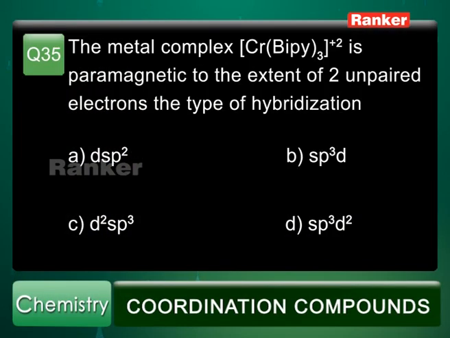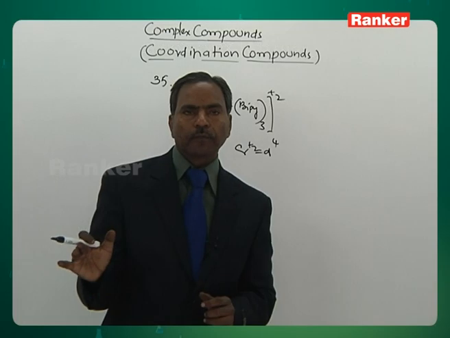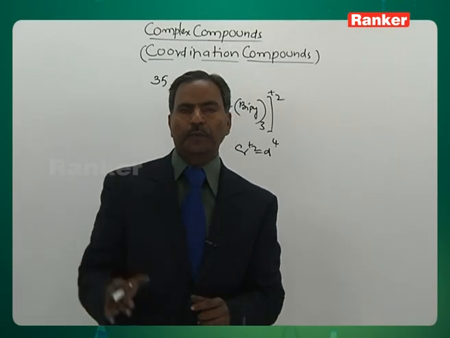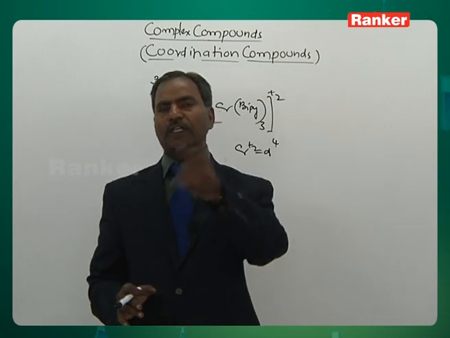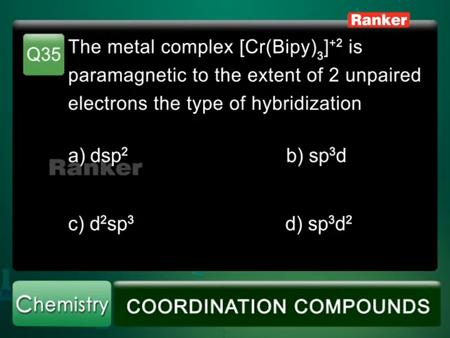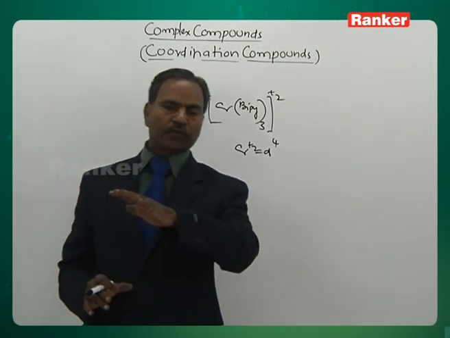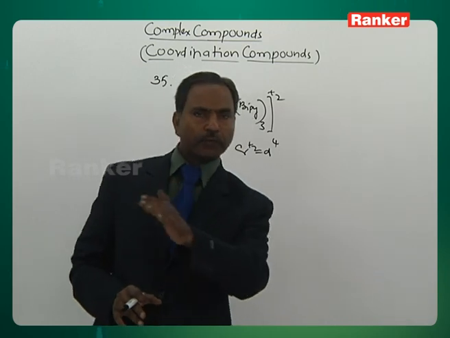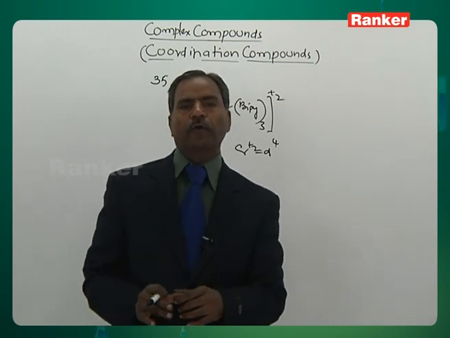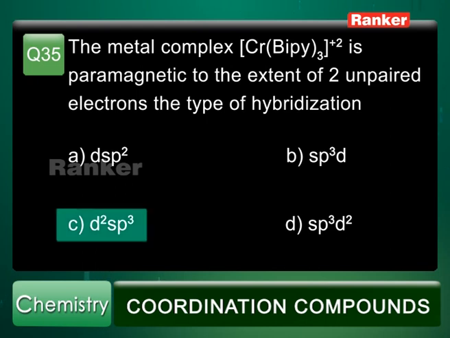So, A is given as what? dsp2. No. And B is given as sp3d. But dsp2 or sp3d represent coordination number 4 and coordination number 5. But coming to C, d2sp3, and D, sp3d2. C and D represent octahedral geometry, but bipy is a strong field ligand, so you get an inner orbital complex. Therefore, the answer here is C.